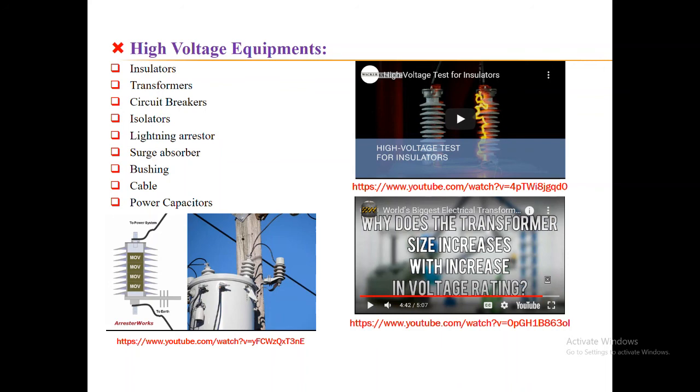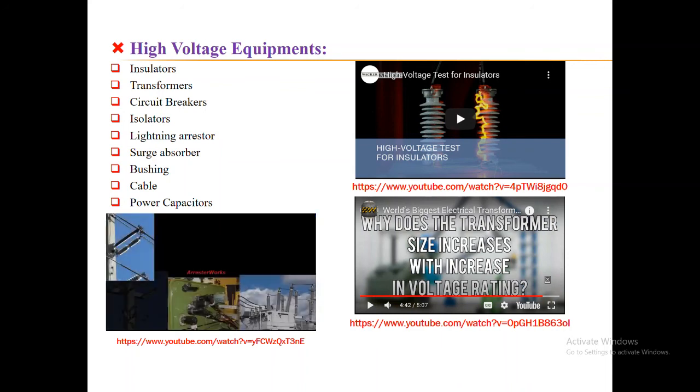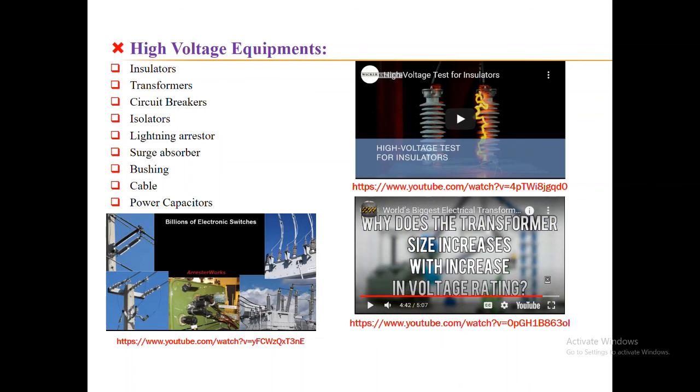So there you have it. A lightning arrestor is a device used in power systems. It contains billions of electronic switches, and during a lightning strike, it diverts lightning currents around sensitive equipment and saves their insulation from damage.